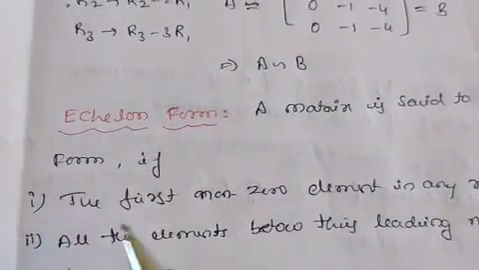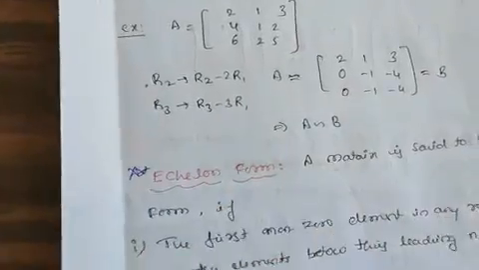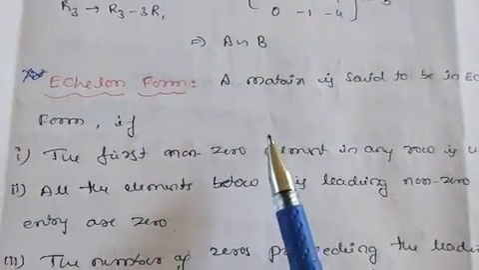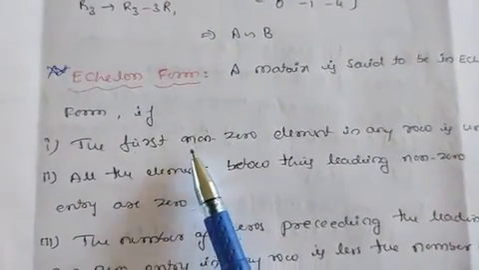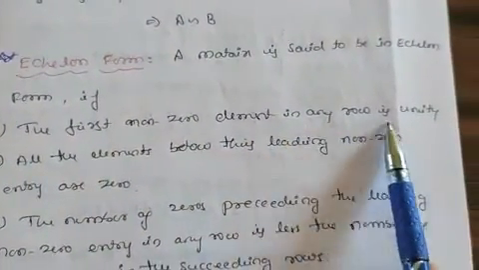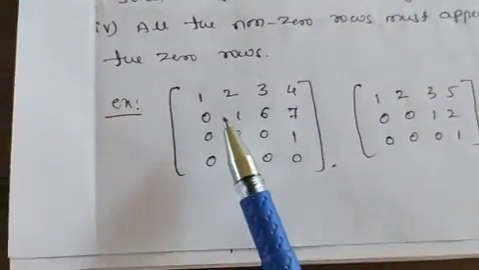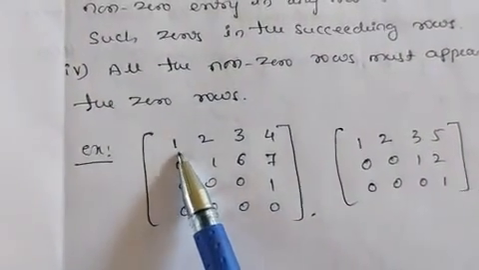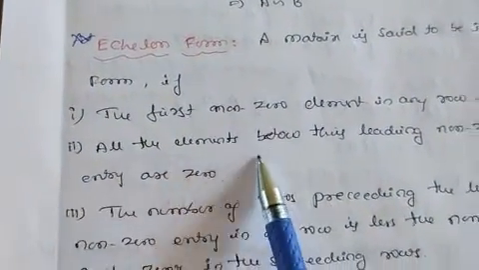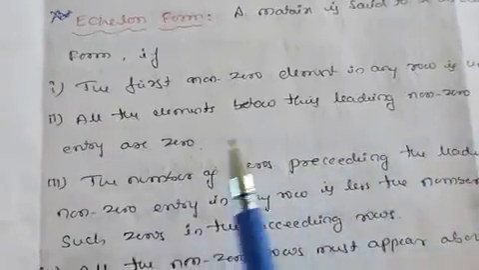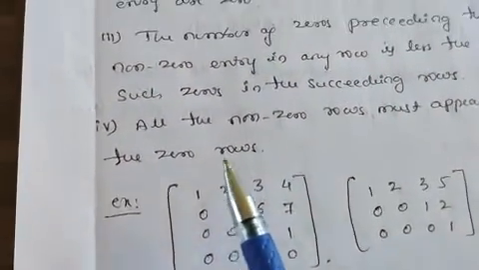Next is echelon forms. So this one is important here. This one is very important. Echelon forms means a matrix is said to be in echelon form if the first non-zero element in any row is unity. So first element of any row should start with 1. And second point, all the elements below this leading non-zero entry are 0. That is, below that all elements should be 0.